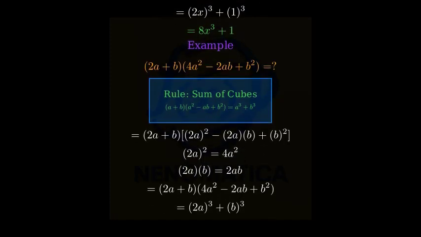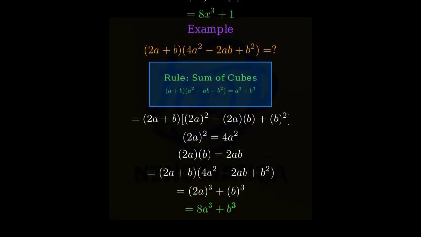Using our identity, the result is a cubed plus b cubed. A cubed is 2a cubed, which equals 8a cubed. And b cubed remains as b cubed. Therefore, the product equals 8a cubed plus b cubed.